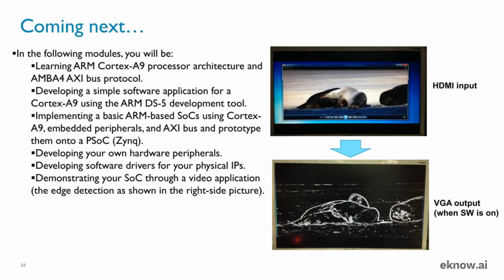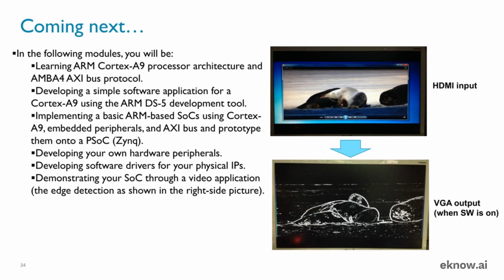Let's break down what you'll be learning to do. First, we'll start with the fundamentals. You'll get a deep understanding of the ARM Cortex-A9 processor architecture, which will be the brain of our system. Alongside that, we'll learn about the AMBA AXI bus protocol. Think of the AXI bus as the superhighway or the nervous system inside our chip. It's the standard that defines how the processor communicates quickly and efficiently with all the other components like memory and peripherals.